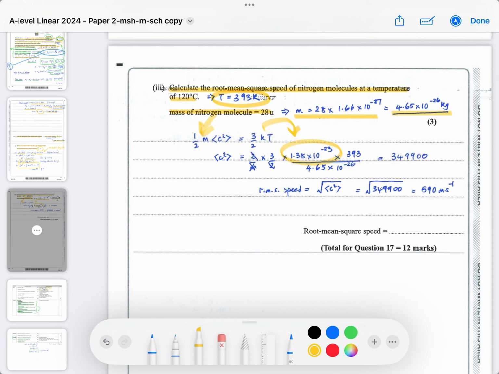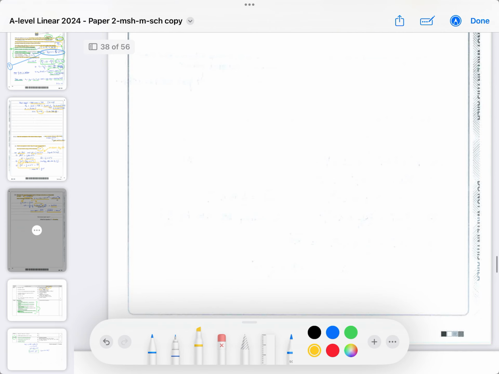Okay, everything else, temperature we know in Kelvin, and you put the numbers in, make c squared the subject of the equation, and then you've got to square root it. So this is the c squared value, and you square root that, and you get 590 meters per second. And there is another 3 marks, another 12 marks, question done. Question 17.